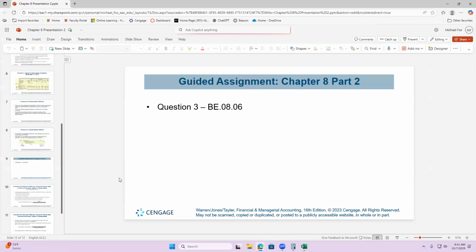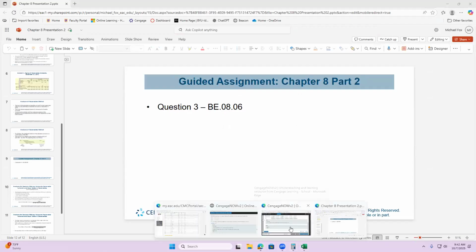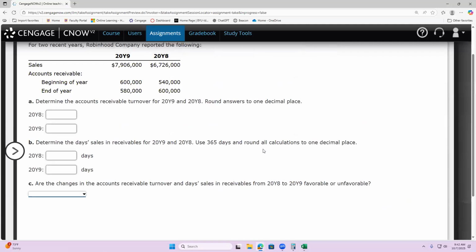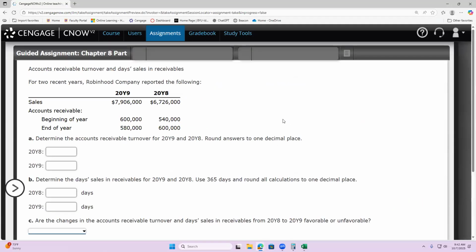All right, so last question. So our accounts receivable turnover, let's see, we have the Robinhood company. I wonder if they made this before there was an actual Robinhood company. We have our accounts receivable beginning of year, end of year, and our sales for each year. So determine the accounts receivable turnover for 2019 and 2018. Round answers to one decimal place.